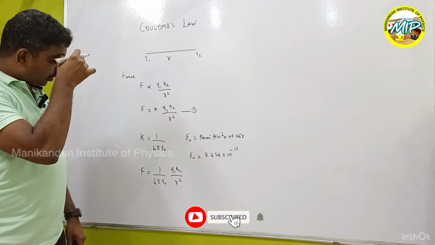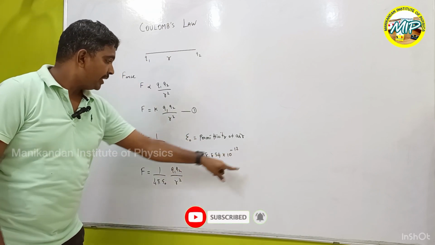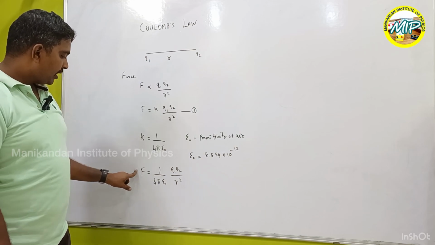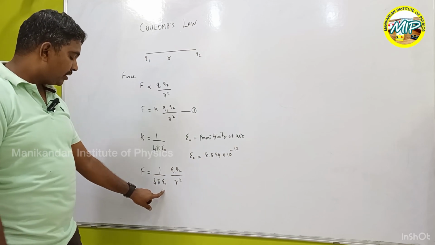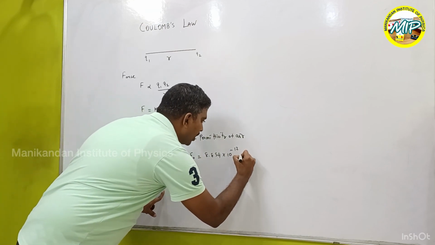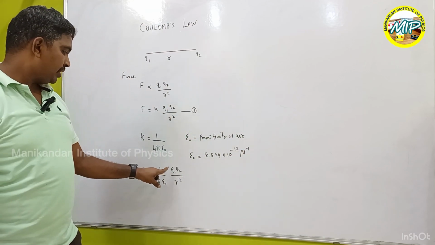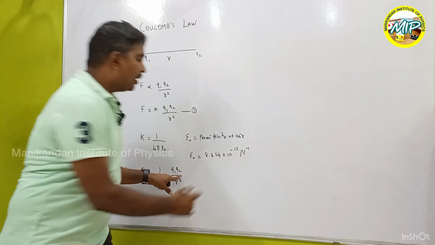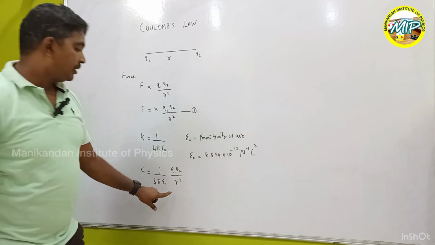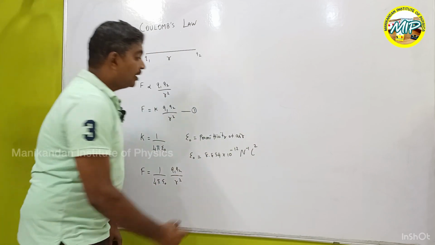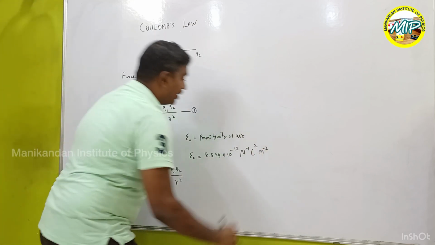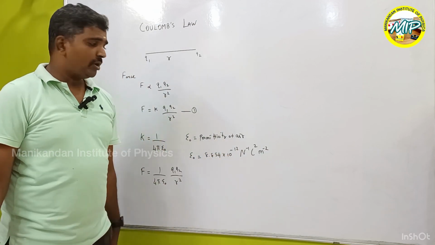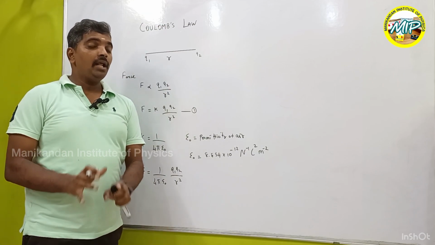Okay, so now I just want to write the SI unit of epsilon naught. If I bring this epsilon naught to the numerator and force to the denominator, first I am going to write Newton inverse. Then the SI unit of charge is Coulomb, Q1 and Q2 gives Coulomb square, divided by r square, which is nothing but meter inverse square. So this is the SI unit of the permittivity of air or vacuum.